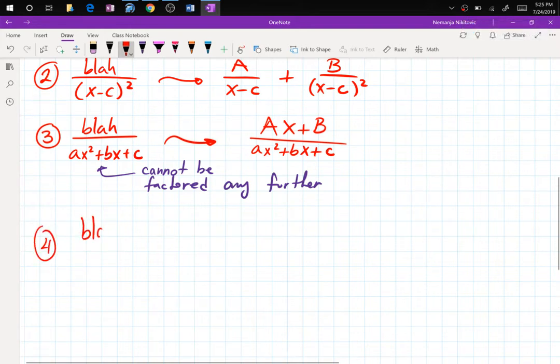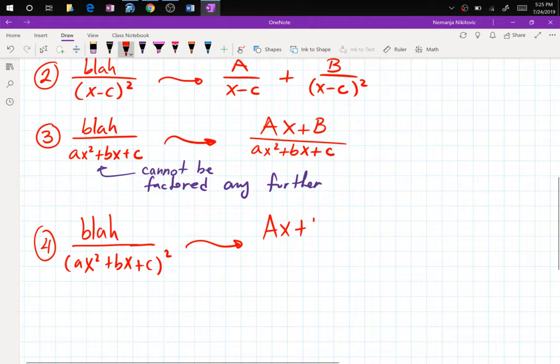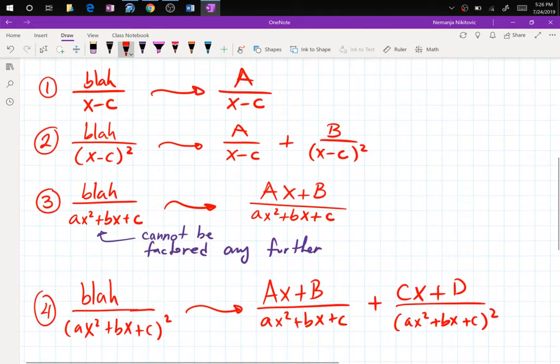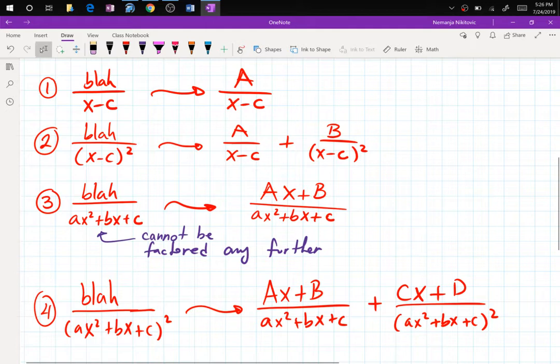So on the fourth you have blah divided by ax squared plus bx plus c, everything squared. And it will give you what I wrote on the board. Ax plus B divided by ax squared plus bx plus c, plus Cx plus D divided by ax squared plus bx plus c, everything squared. Yeah, there we go. This is what you're memorizing.